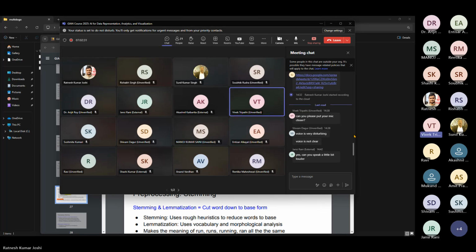Okay, and second, does word embedding take care of the sequence of a string, like what things are coming first and what things are coming later?